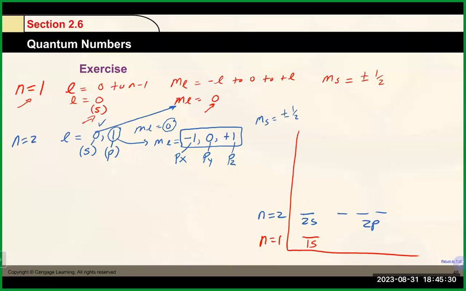So let's continue on. Let's do our n equals 3 level here. On our n equals 3 level, the L values that you could have, if your n is equal to 3, are 0, 1, and 2. So we clearly already know that our 0 value is our s, our 1 is our p, and you might be able to guess that our 2 represents the d orbitals.